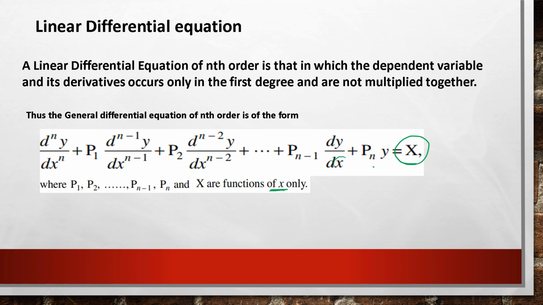Because here the independent variable is x, all these p1, p2, pn minus 1, pn are functions of x, along with this capital X, which is also a function of x only, or it can be a constant.